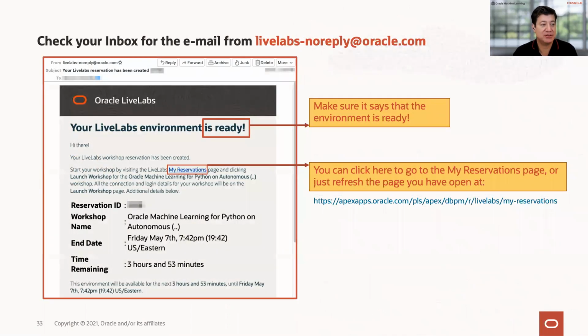I'm just expecting that if you receive that email, it's going to look something like this. You can make sure that the environment says that it's ready on your email, and then you can click on that link. If you don't want to click on that link, you can click on the other link with the reservations.